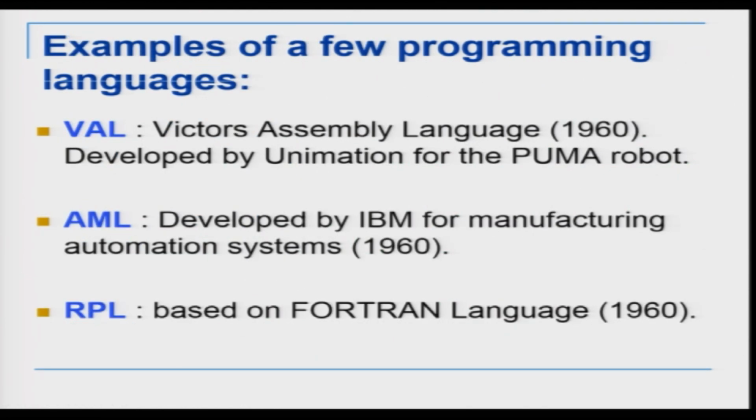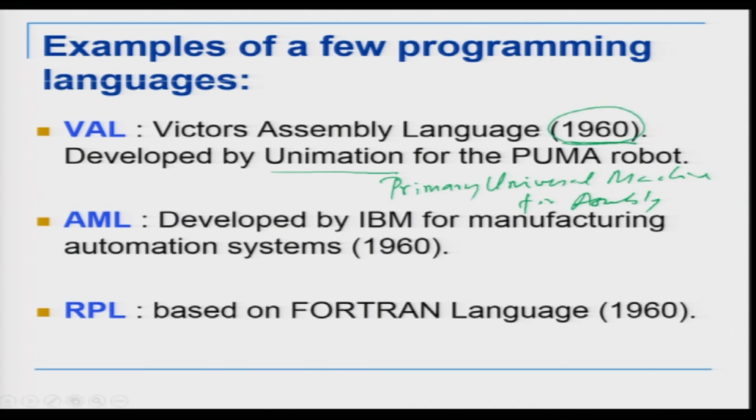So example of a few languages that have been made. The first language that was started off in the 1960s was called Victor's Assembly Language, and this was developed by the Unimation Corporation for the Puma robot. So PUMA means Programmable Universal Machine for Assembly, and this is the basic Puma robot, which was made around 1960, and the language is called VAL, or Victor's Assembly Language.